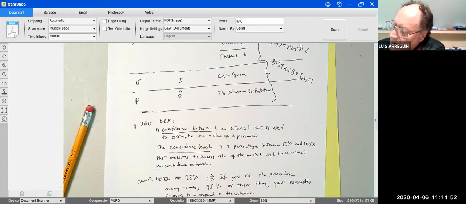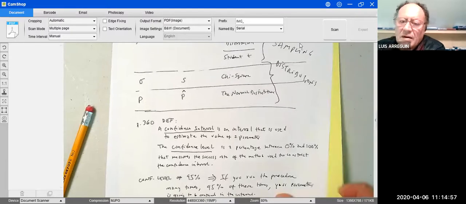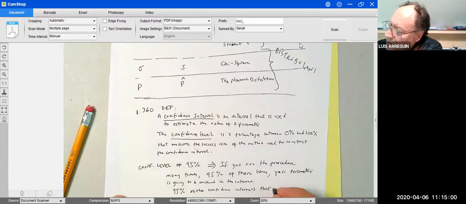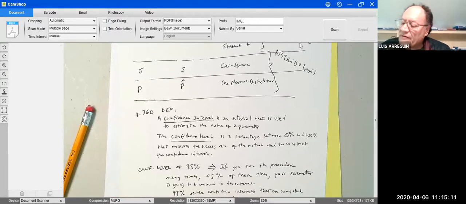95% of the confidence intervals that are computed will contain the parameter. So if you run the experiment, if you collect 100 samples and you compute the mean and you get the confidence interval for the mean, 95% of those samples, 95 samples, are going to contain the true parameter mean for the population, and 5% are not going to contain that parameter.